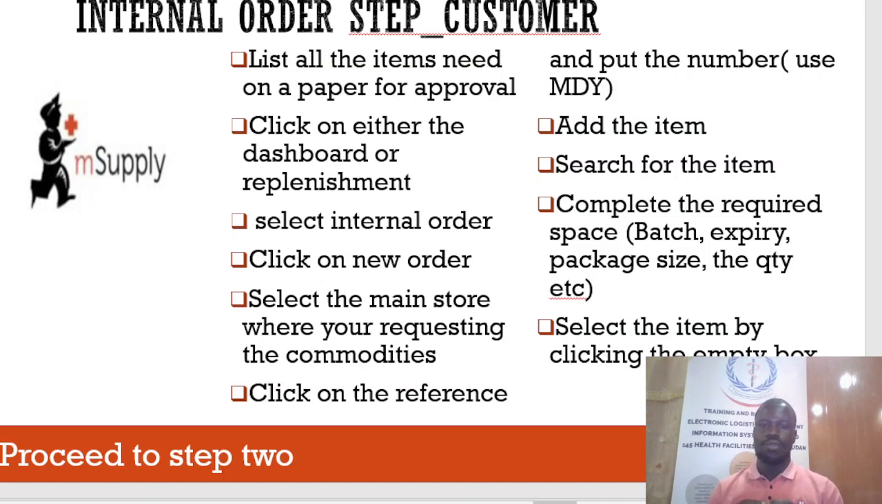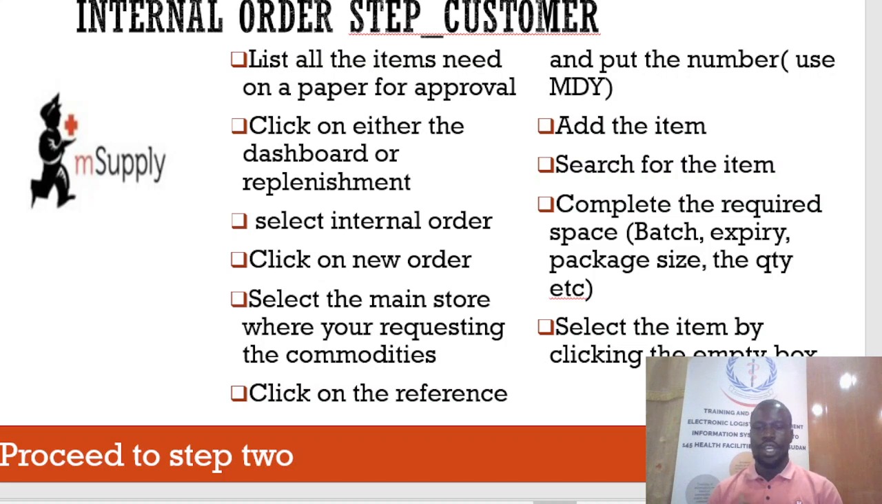You know, when you log into M supply, you will get what you call replenishment. Now, replenishment helps you to find out where your internal order is. So when you get the internal order, the first thing that you need to do, the basic steps I always encourage you, is that, number one, you need to make a request. List all the items needed on a paper for approval. So if you're putting a request, you first have to do what is necessary like the previous one. Go and make an order and then you request. And then your administrator will sign it. After signing it off, then you proceed to put your data into the system requesting for your commodities.